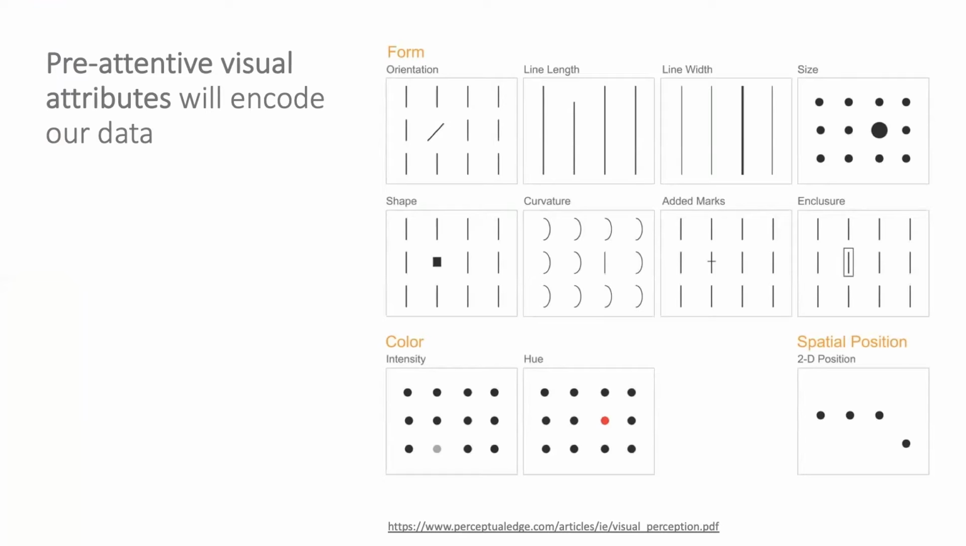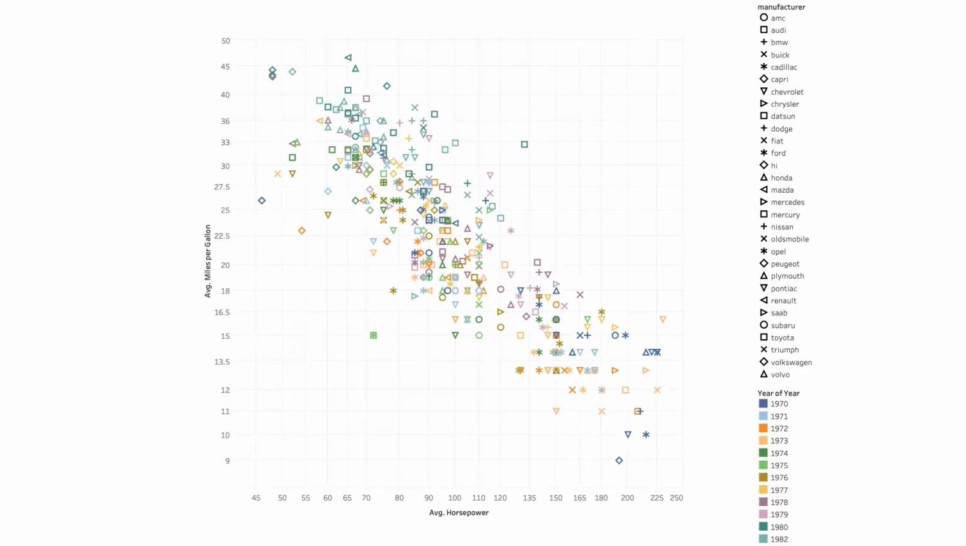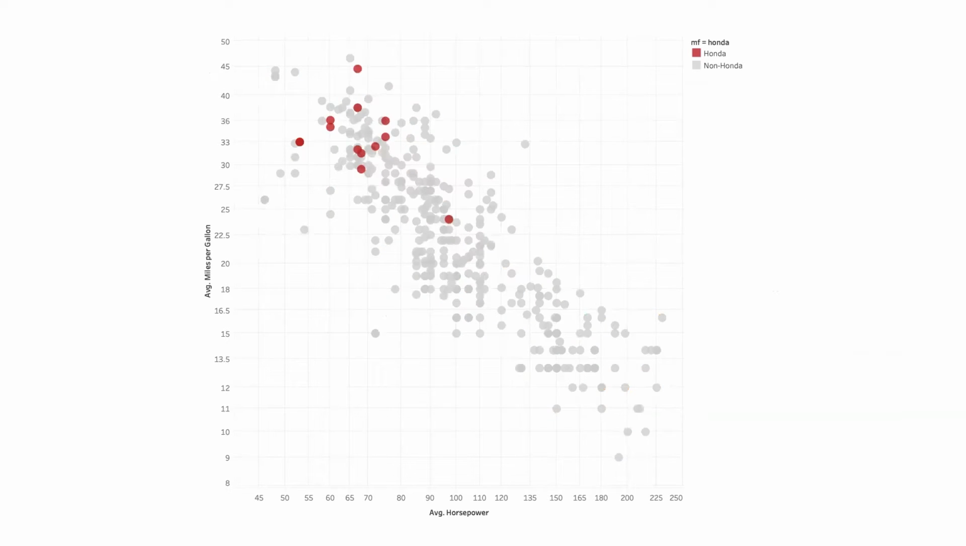So these are going to be our building blocks, but we can't notice these really quickly if we start to mix too many of them together. Okay, so if we get a chart like this with lots of colors and shapes, it's just a mess. Our brains can't pick out any patterns in it.